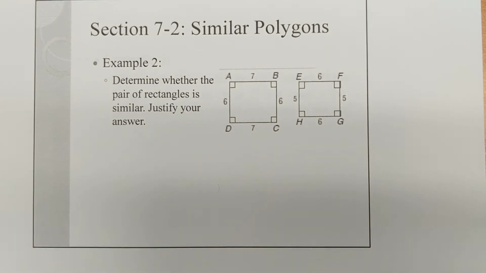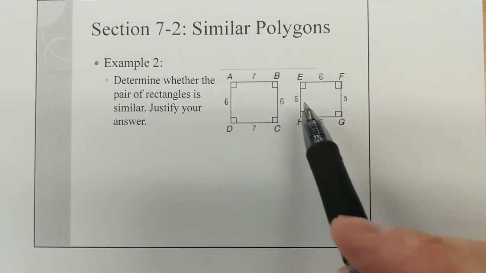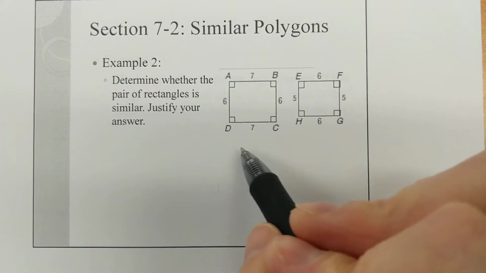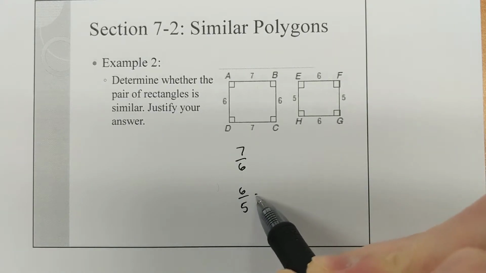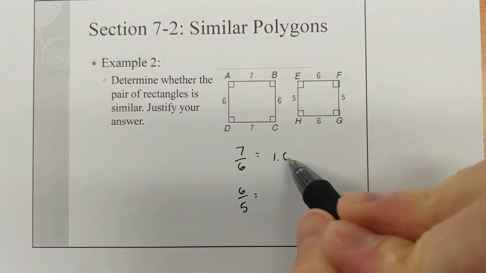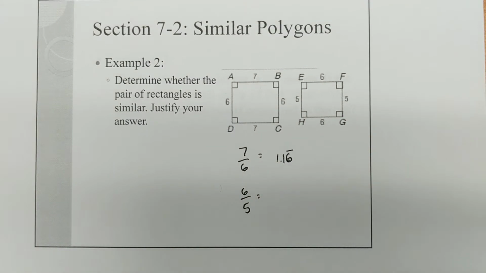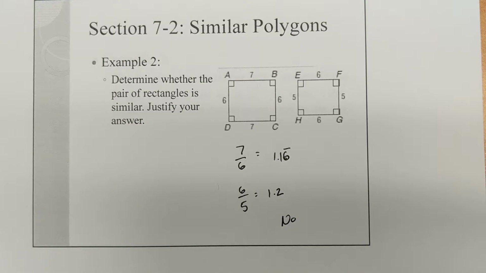All right, example 2 here, you have a pair of rectangles. Justify your answers. So on each rectangle you have a long side and a short side, so you need to just check the ratios for longs and shorts. For the longs, it would be 7 over 6. For the shorts, it's 6 over 5. So 7 divided by 6 is 1.16 repeating. 6 divided by 5 is 1.2. So these two things are not equal. So that is no, they are not similar.